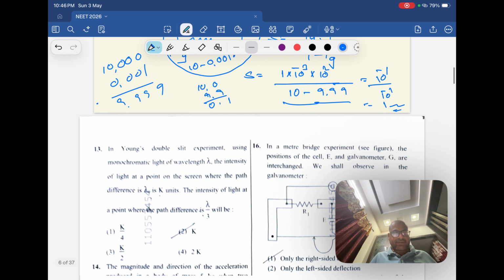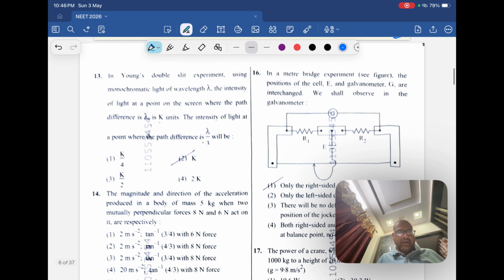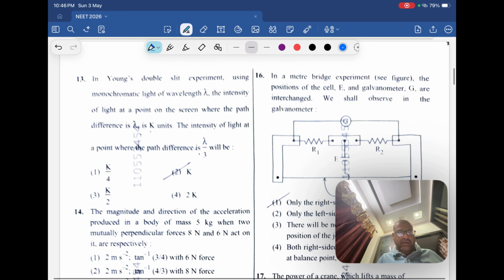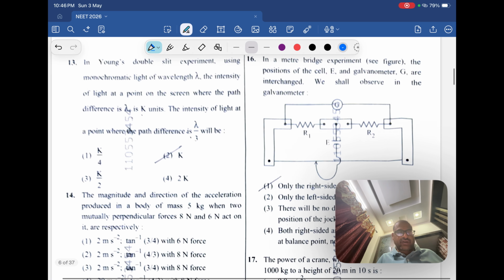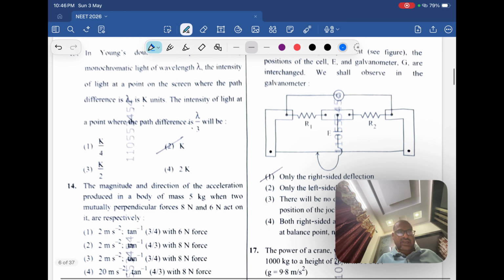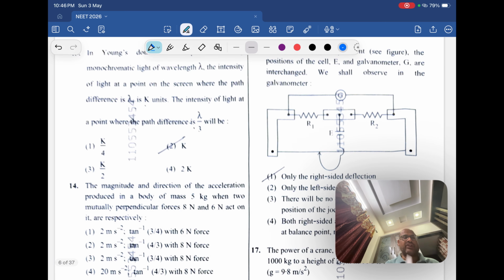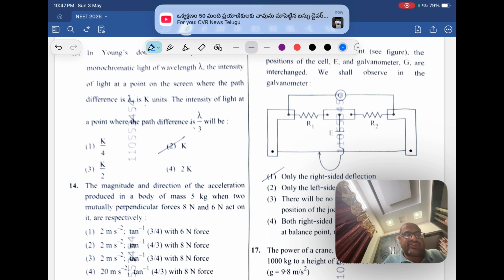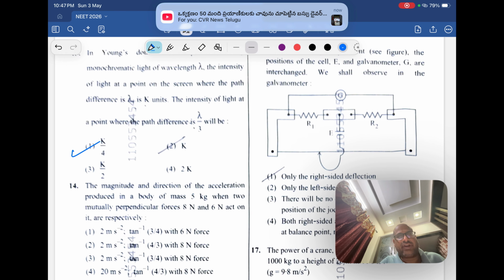Right. Now coming to Young's double slit experiment using monochromatic light of wavelength lambda. 13th question, right? Intensity of light at a point on the screen where the path difference is lambda is k units. The intensity of light at a point where the path difference is lambda by 3. If you see, this question is an NCERT problem, given at the end of the chapter. I remember the answer, k by 4 I think. Let us solve it, no issue.